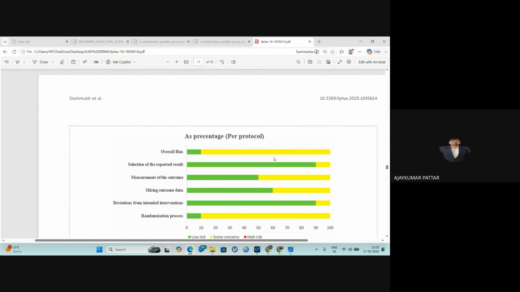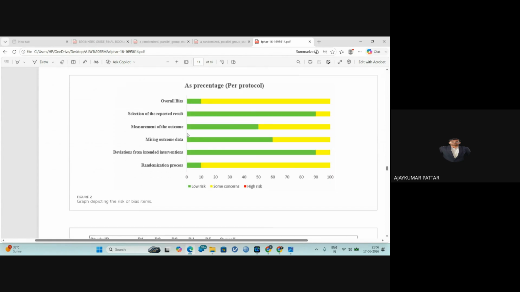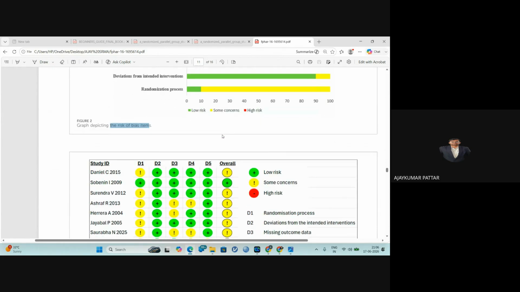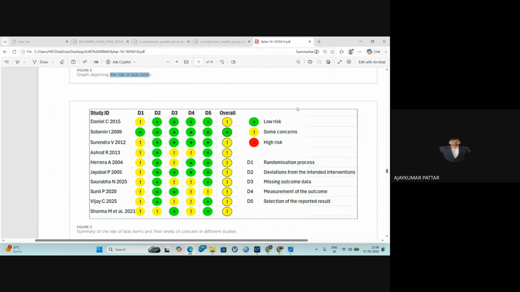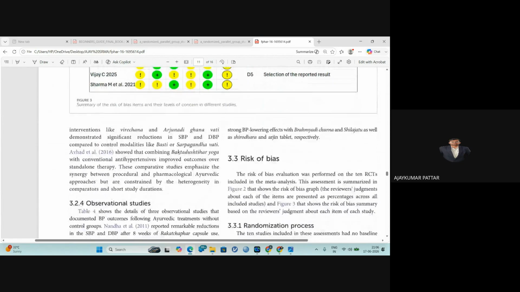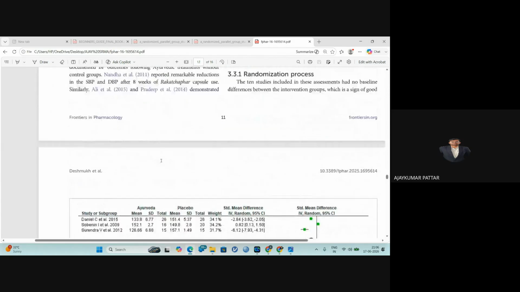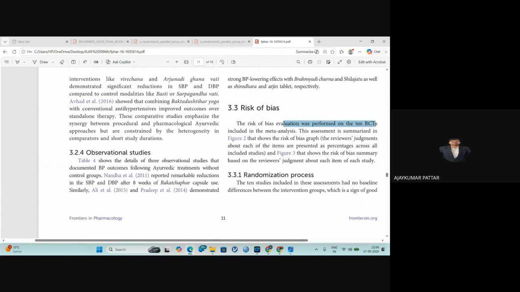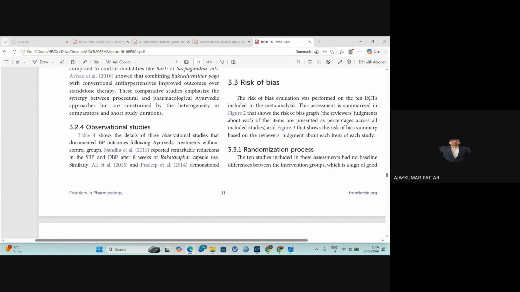So can you see here this particular chart or graph, the risk of bias items we have downloaded. We have the same thing, these risk of bias items we have just done now, so we can provide these diagrams for the publishers. So this is risk of bias for 10 RCTs. They have included all RCTs and non-RCTs also, but risk of bias was done for these 10 RCTs. Why? Because they included those 10 articles in the meta-analysis.